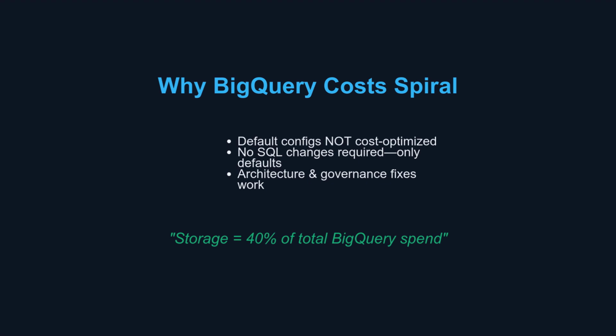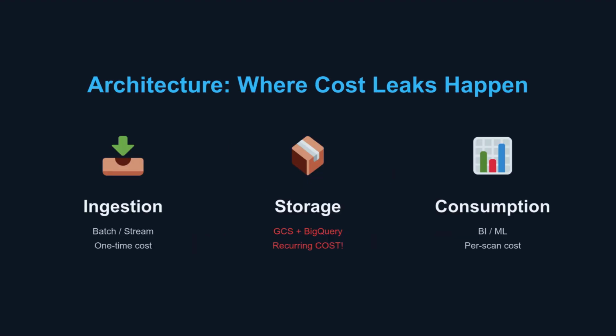Data flows in. That's your ingestion layer. You pay once for importing, batch, or streaming. No problem there. Then it sits in storage, and this is where costs leak. BigQuery stores your data and keeps multiple versions by default. GCS stores logs and backups. This cost is recurring every single month, and most teams forget to optimize it.